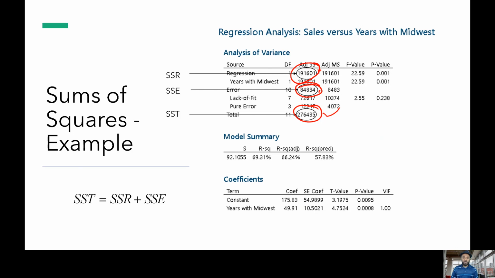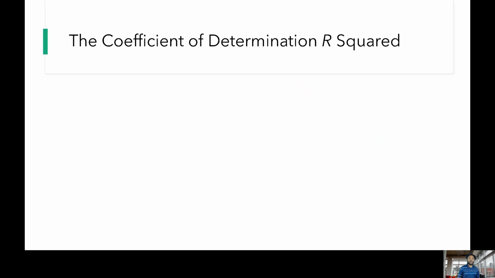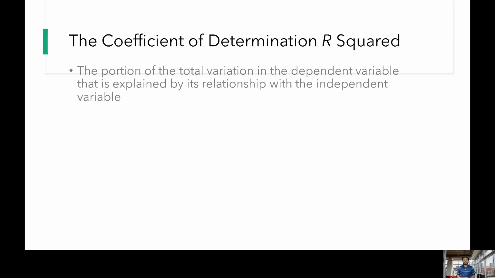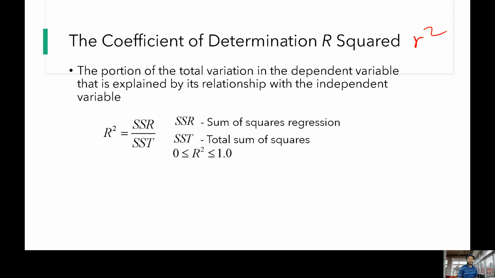And finally, before we end this video, let's talk about R. How do we determine the goodness of fit? We determine that using what is called the coefficient of determination, R squared. It is the portion of the total variation in the dependent variable that is explained by its relationship with the independent variable. R squared is simply the sum of squared regression divided by the sum of squared total. You don't really need to do this because you would find the R squared in the outputs in Minitab.